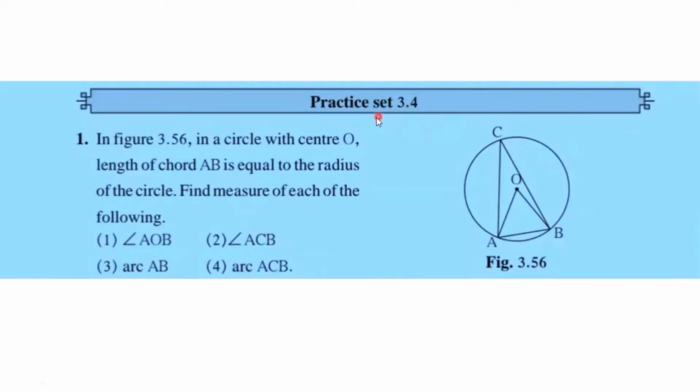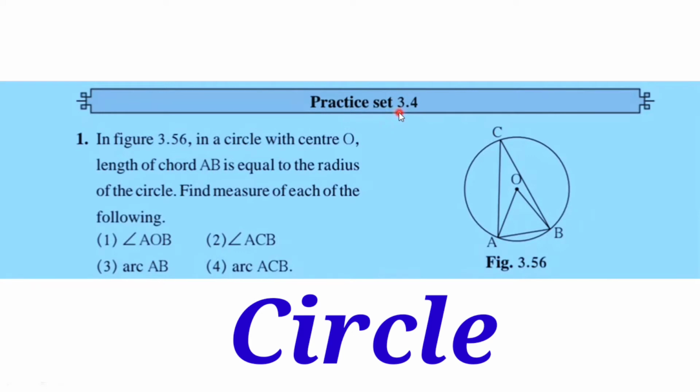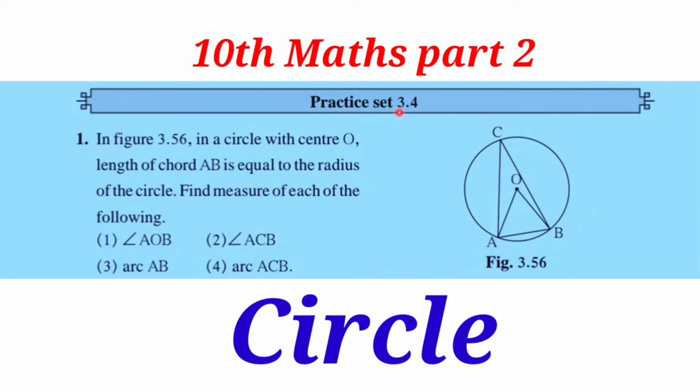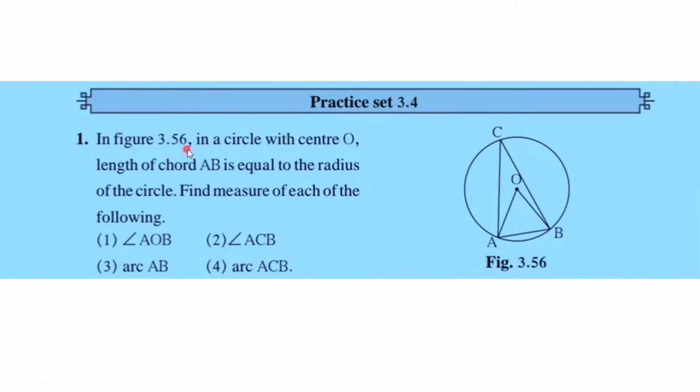Hello students, let us solve some examples from practice set 3.4 of the topic circle from standard 10th maths part 2. The first question is, in a circle with center O, the length of chord AB is equal to the radius of the circle.